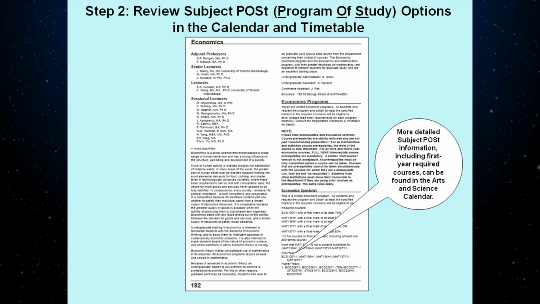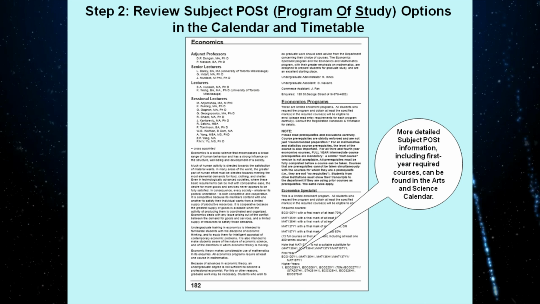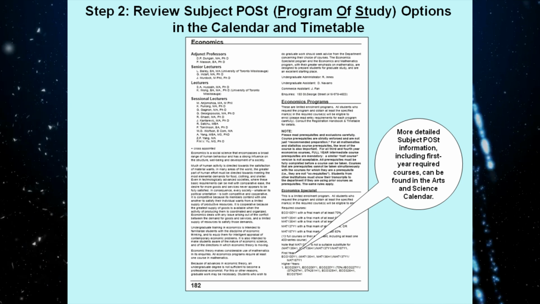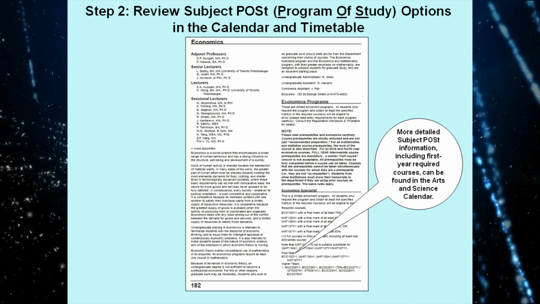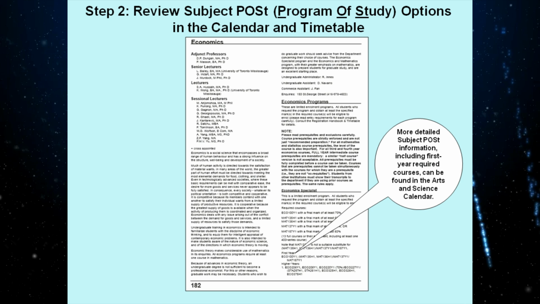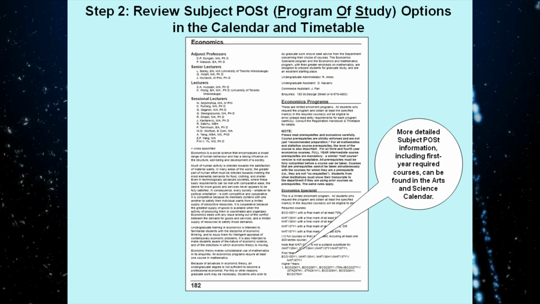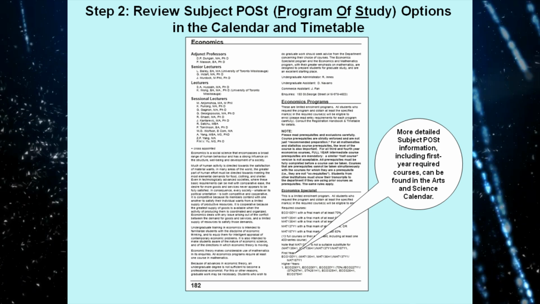Once you have reviewed the entire range of subject post offerings in the registration handbook and timetable, you must then consult the Arts and Science calendar to obtain more detailed information on the specific subject posts that interest you and to determine whether you must take specific first-year courses in order to be admitted into these programs. Your selection of first-year courses should allow you the option of entering a wide variety of subject posts at the end of your first year of study.